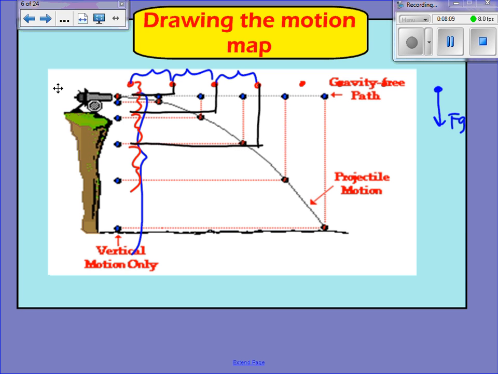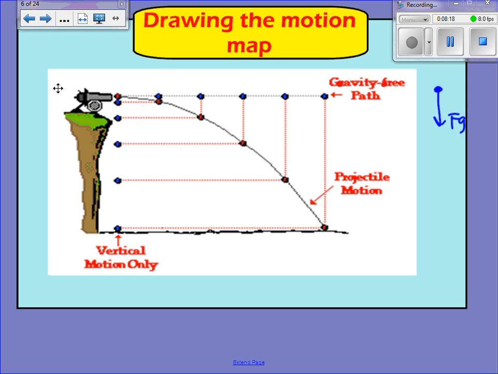Now, how do we draw the motion map, the motion diagram, for this projectile? Let's do that now. I'm going to erase these marks that I made so we can see clearly. What I want to draw is what the motion map looks like for a projectile. Since this object has no forces acting in the x direction, its x velocity will always remain constant. So for each red dot, I'm going to draw the x component of the velocity. Notice that it never changes because the x velocity never speeds up or slows down.